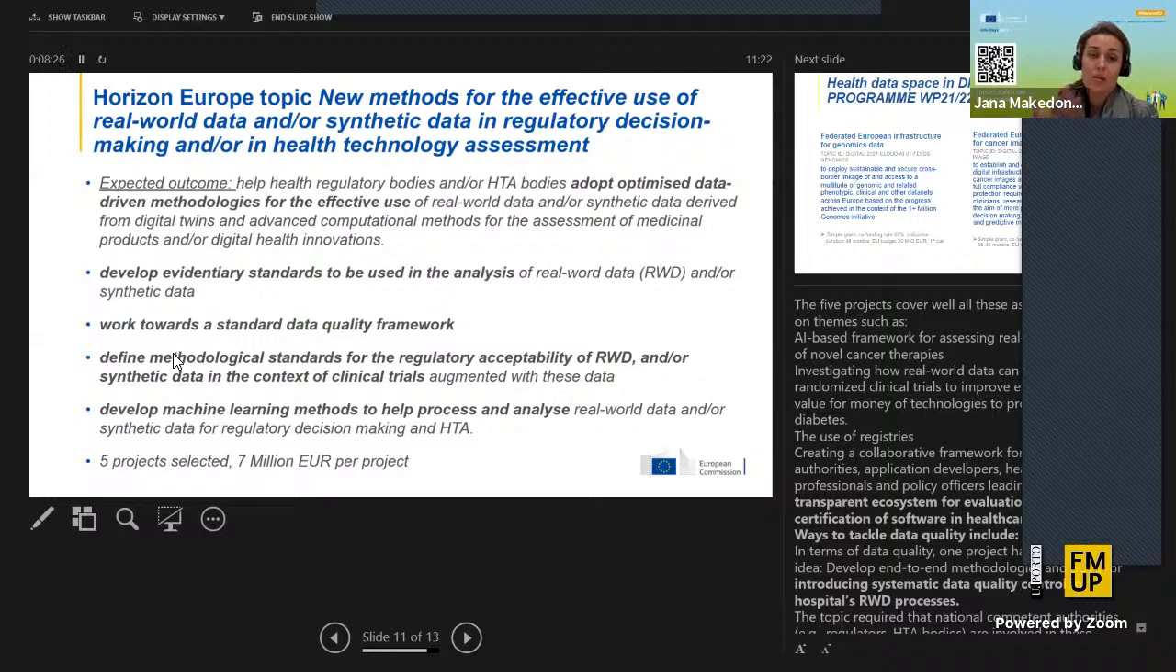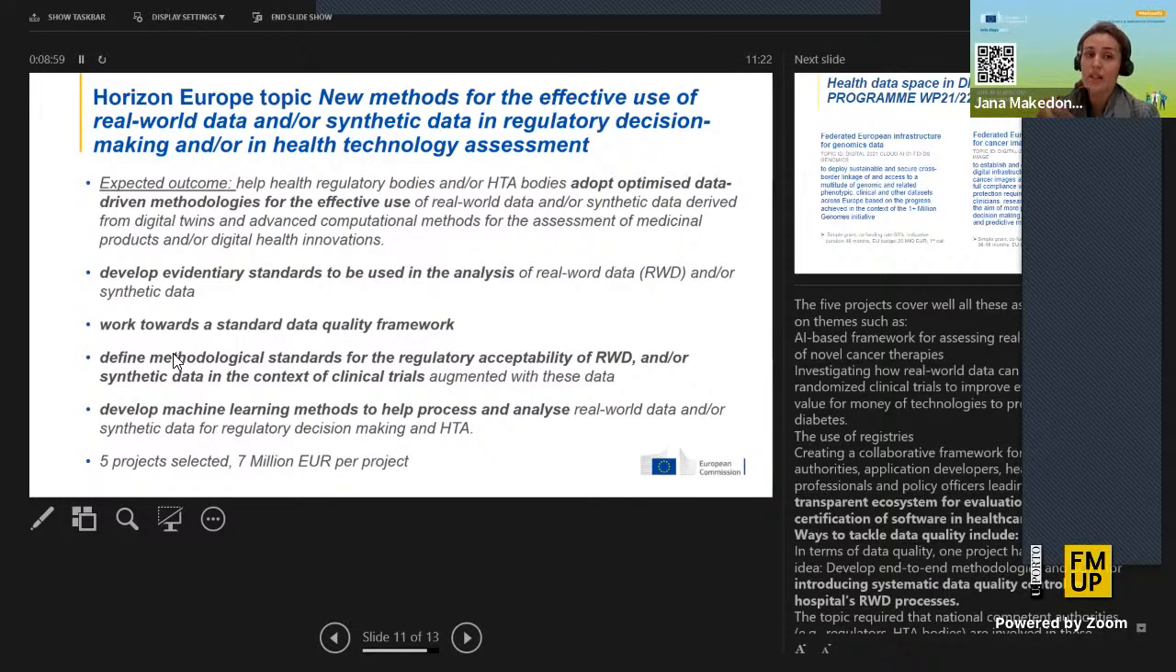So the topic was, or the call for proposals, new methods for the effective use of real data and/or synthetic data in regulatory decision-making and HTA. What was the purpose? So we want an expected outcome in a few years down the road, following the end of the project, that these bodies adopt optimized data-driven methodologies for the effective use of real-world data and/or synthetic data derived from digital twins or advanced computational models for the assessment of medicinal products and/or digital health innovations.